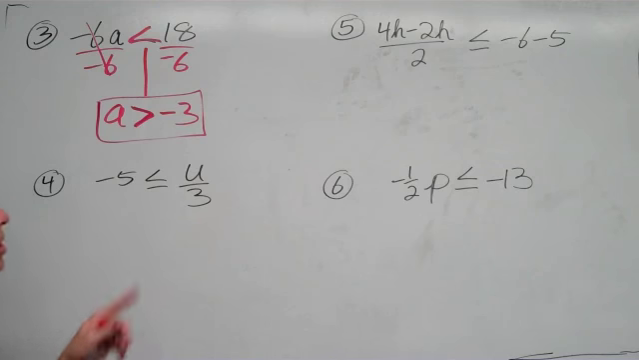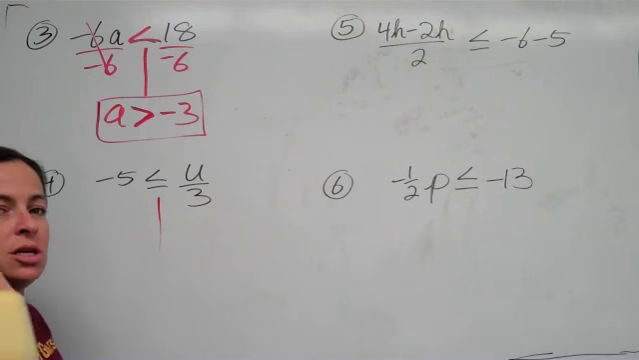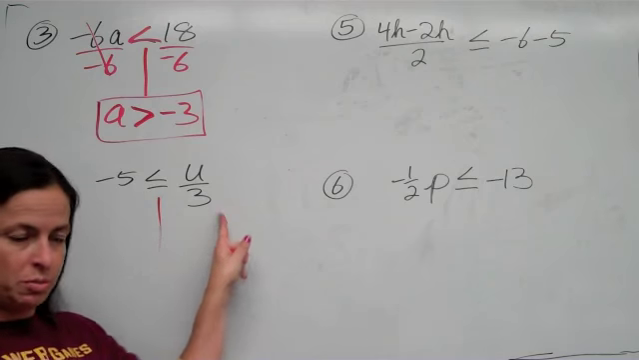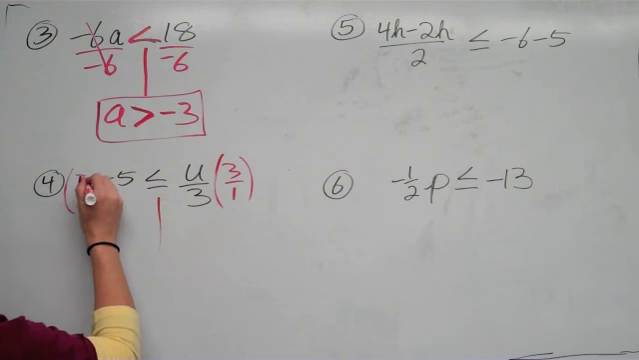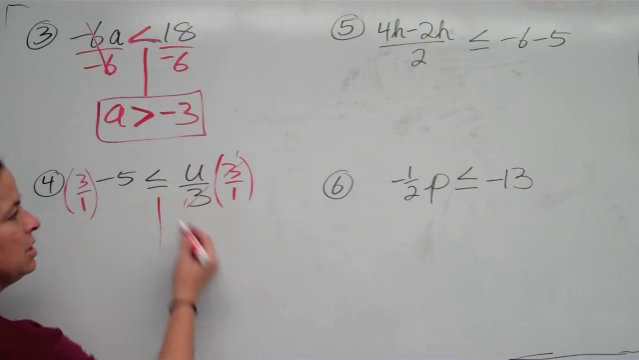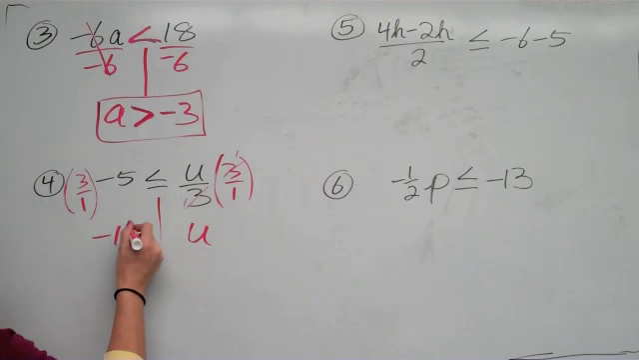Number 4, I want to get the u by itself. It is on the right side of the equation. U is being divided by 3, so the inverse operation is to multiply by 3. And I like to see how it cross simplifies, so the 3's simplify to 1's, so I'm left with just a u, and on this side I have a -15.